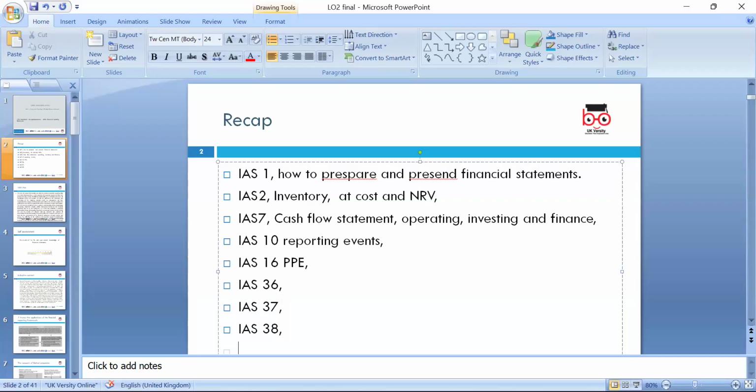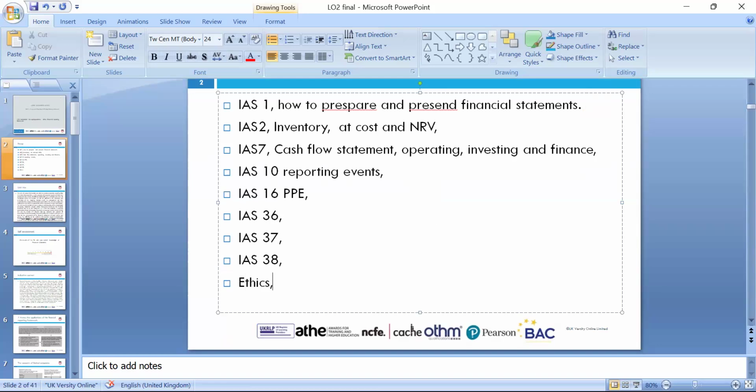So all these international accounting standards we discussed, and we also discussed ethics. Ethics are the moral principles, and we discussed PPCIO, which is easy to remember: popular people chat in office. We had a discussion about professional behavior, professional competency, confidentiality, integrity, and objectivity. That all was in our last lesson.